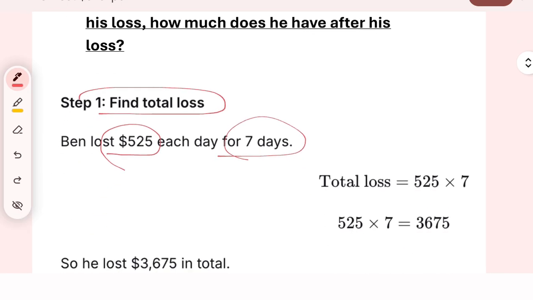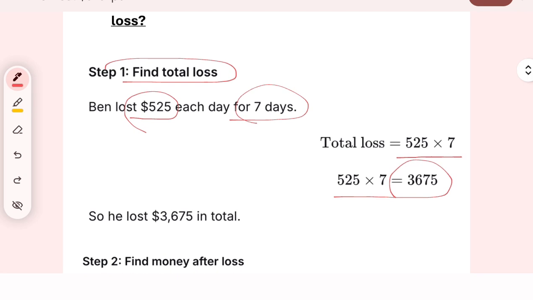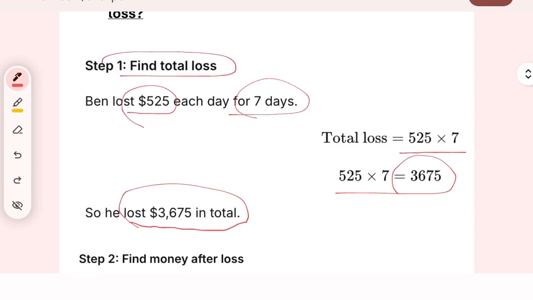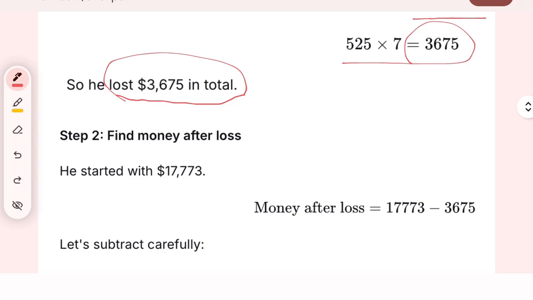So his total loss would be 525 times 7, and that would total to 3,675. So he lost 3,675 in total. That's what Ben lost. So let us now find the money after the loss.